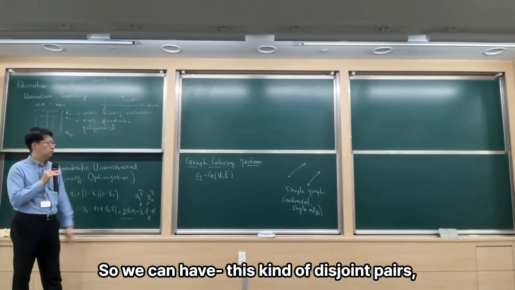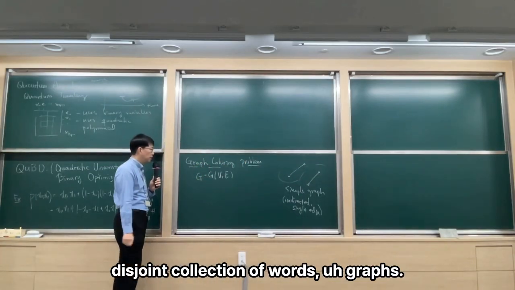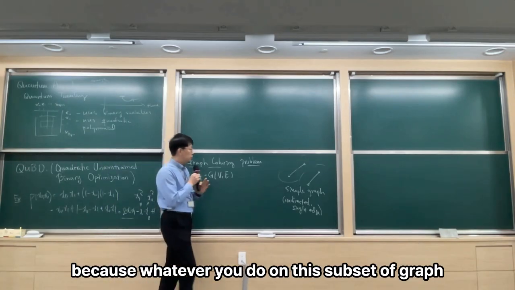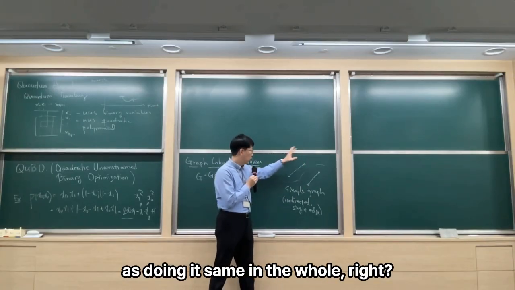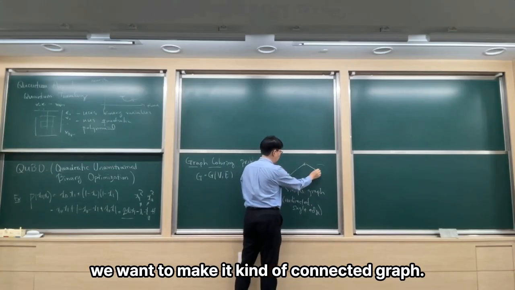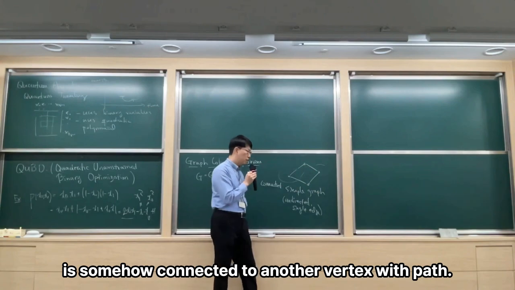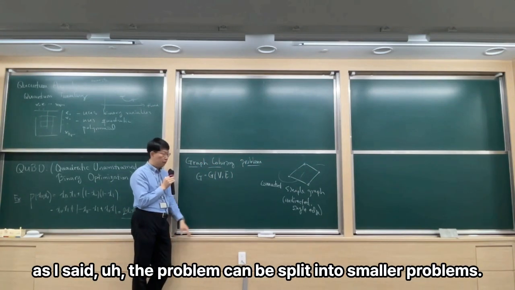And I'm not saying that every two vertices must be joined by an edge. So you can have disjoint collections of graphs. And if you do have such a case, then you can make the problem a little bit smaller, because whatever you do on this subset of the graph is the same as doing it on the whole, right? So if possible, we want a connected graph, which means that every vertex is connected to another vertex with a path. If it's not connected, as I said, the problem can be split into smaller problems.